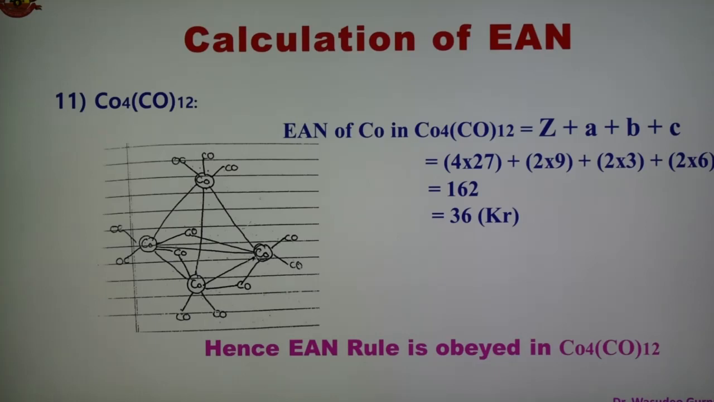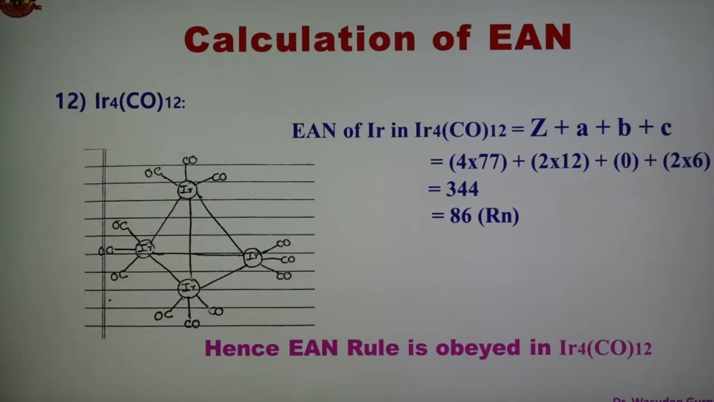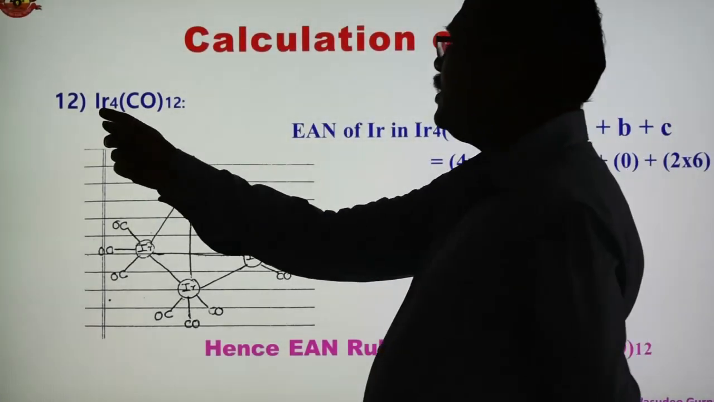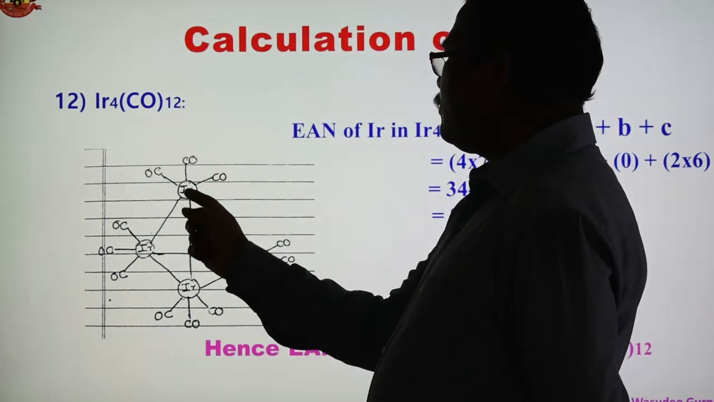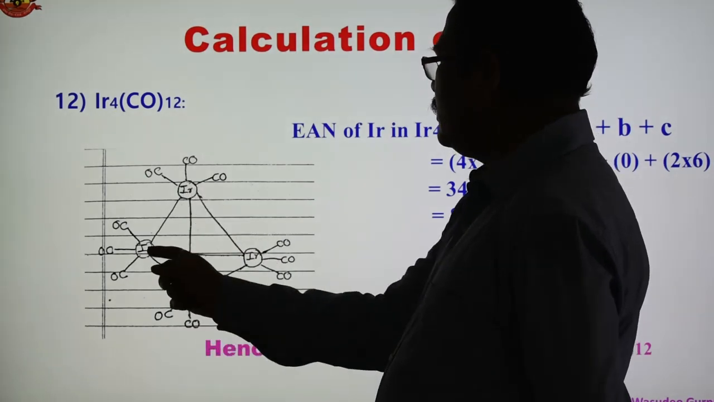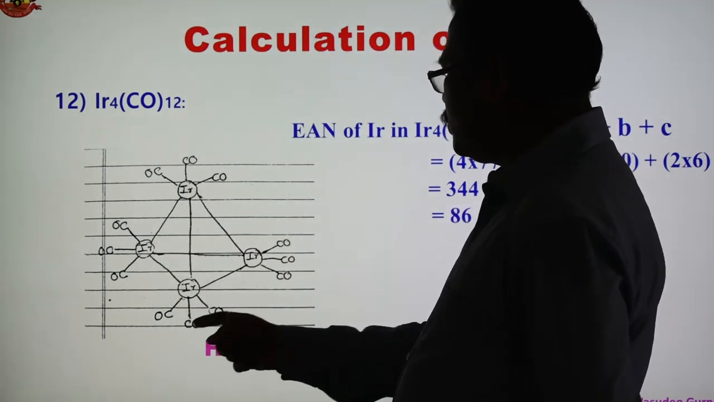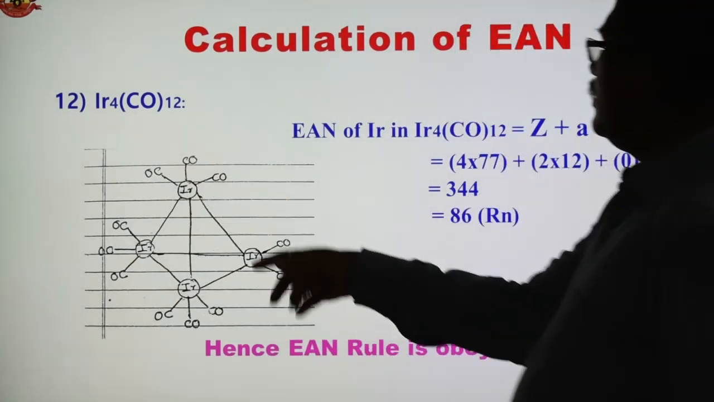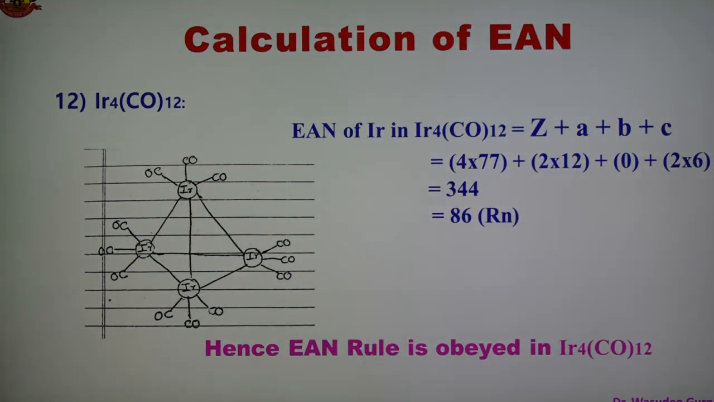162 and divided by 4 we obtain 36, and 36 is the atomic number of krypton, and therefore again we can say that the EAN rule is obeyed in Co4CO12. So these are important examples, and one more example is there, number 12. In this case Ir4CO12. Each Ir has 3 terminal carbonyls, 3 are here, 3 are here, and metal-metal bonds are shown 6. So 6 metal-metal bonds.